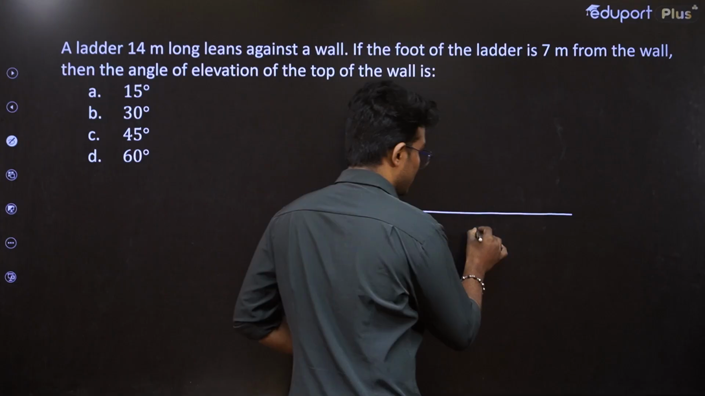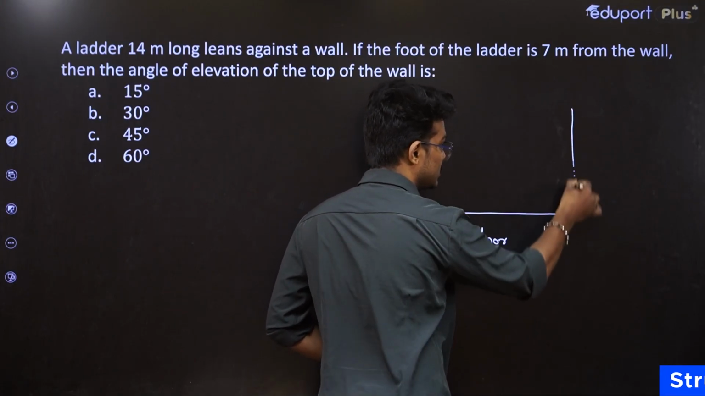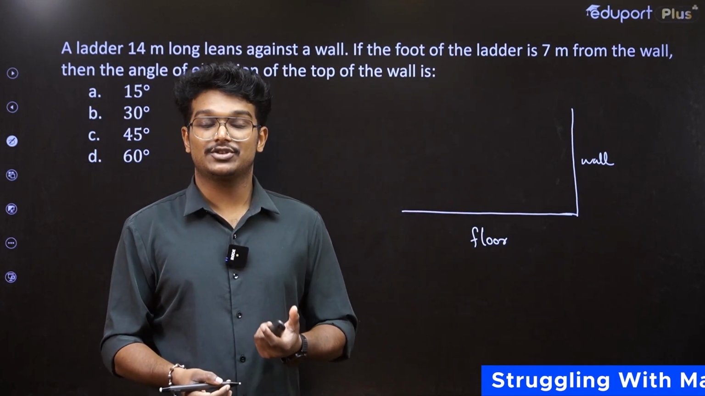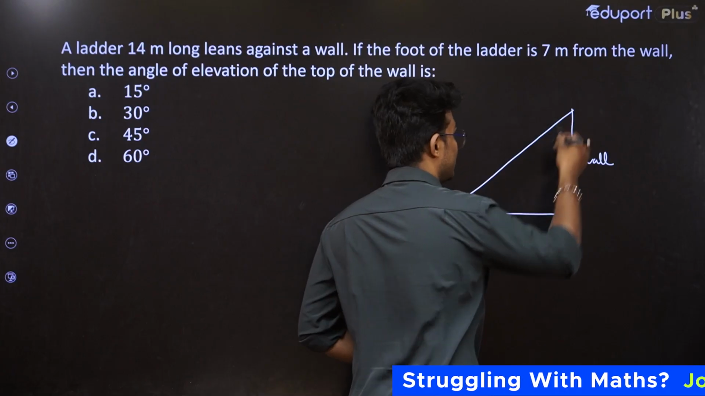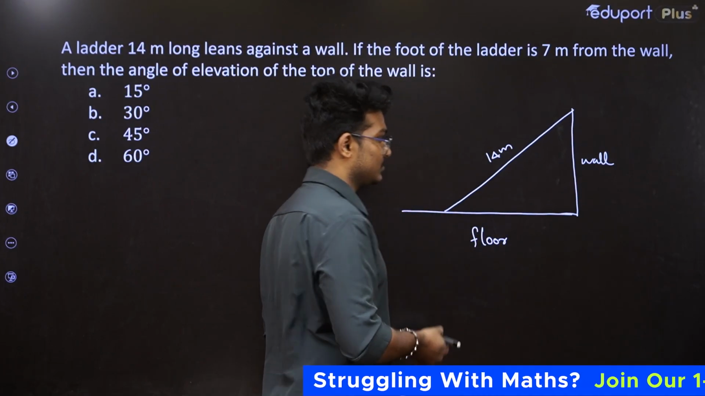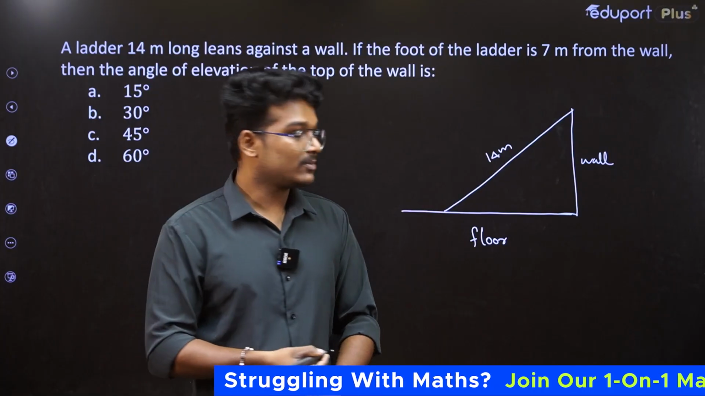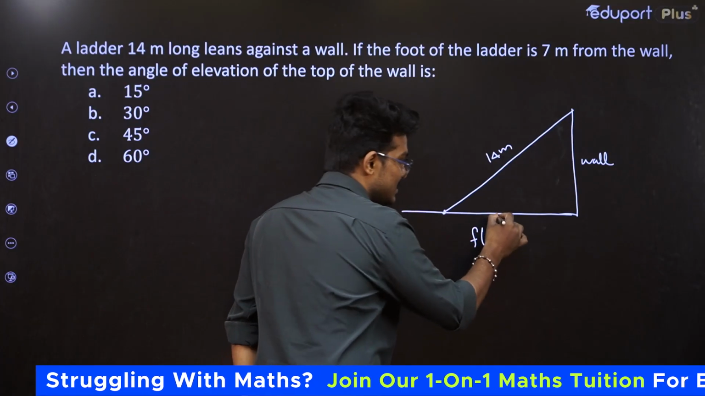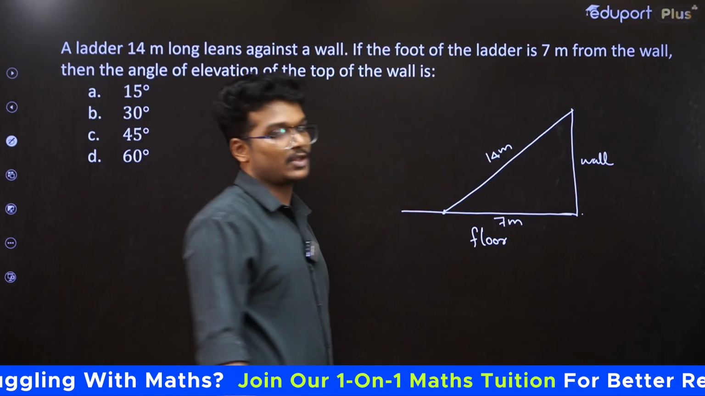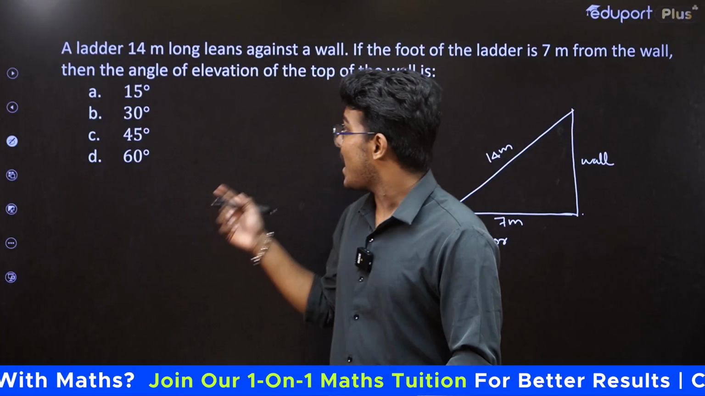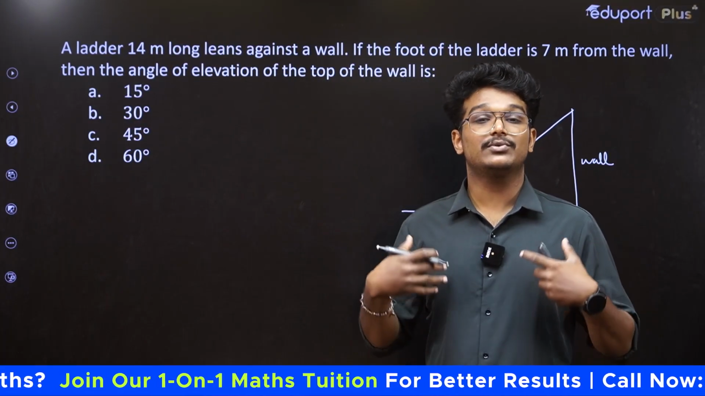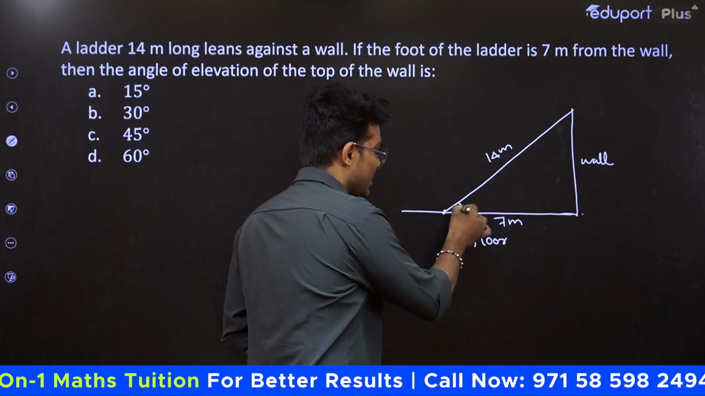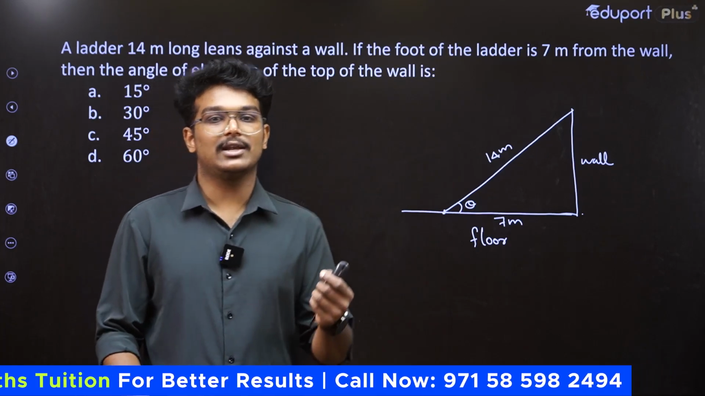So this is the floor and this is the wall. A ladder of 14 meter leans against it. So this is the ladder. The ladder is 14 meter long. Then the foot of the ladder is 7 meter from the wall. The foot of the ladder is here, 7 meter from the wall. Now we have to find the angle of elevation, which is the angle here. So this is the angle theta. We have to find the value of theta here.